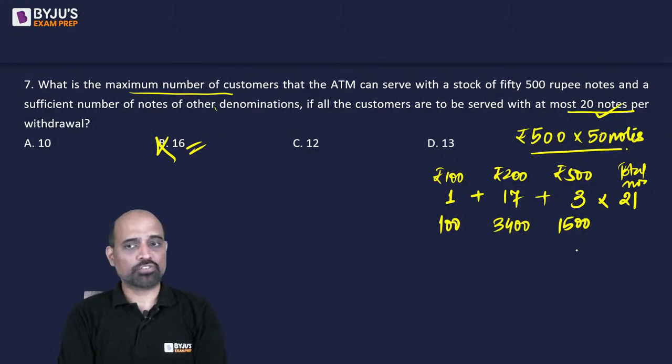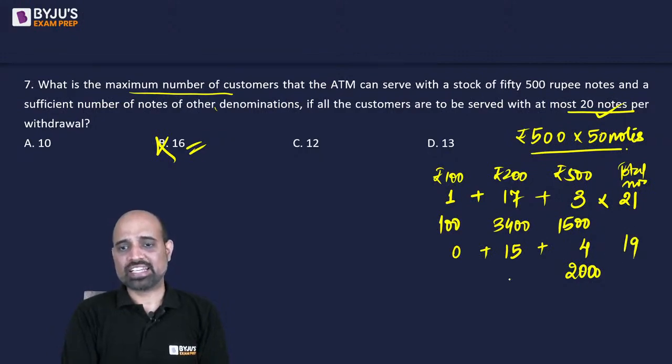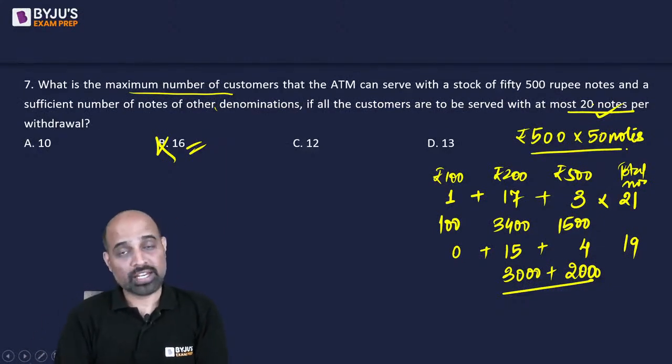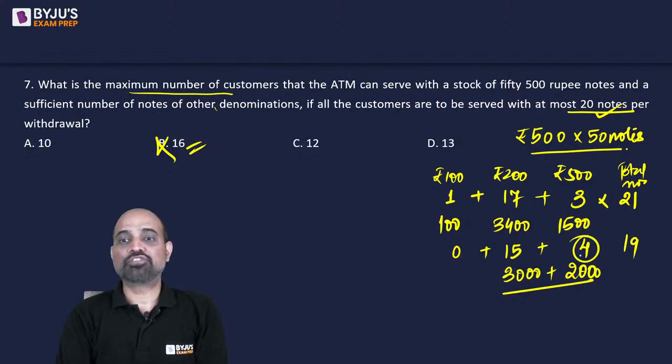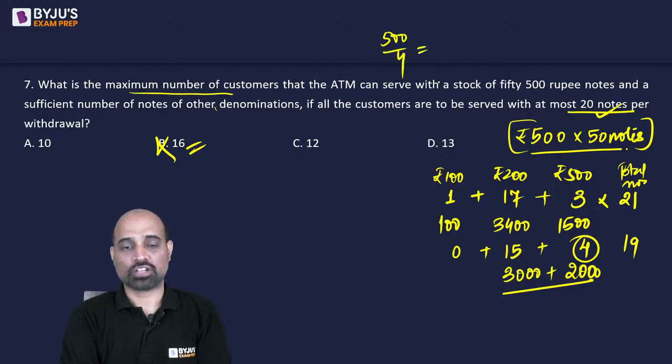Next, what if we take 4 notes? If we take 4 notes, this is 2000. I need another 3000 rupees, so we take 15 of these and none of the other. So can we say the total notes will remain 19 and the total amount will become 5000, which perfectly satisfies the two conditions: the maximum number of people should be able to get it and the maximum notes is 20. So if I start giving 4 notes of 500, how many people will it go to? 50 by 4, no?